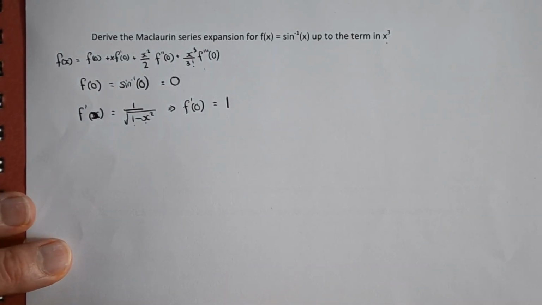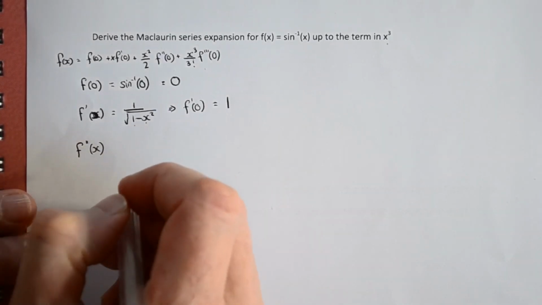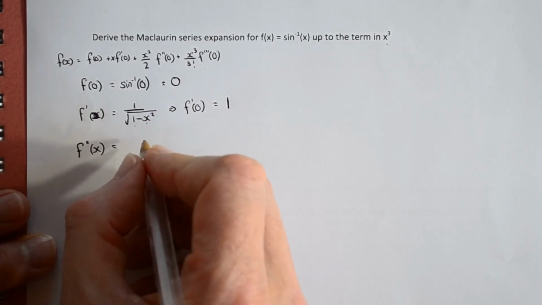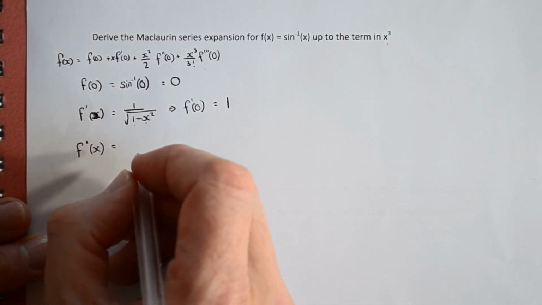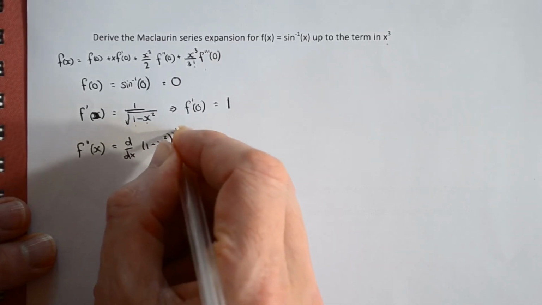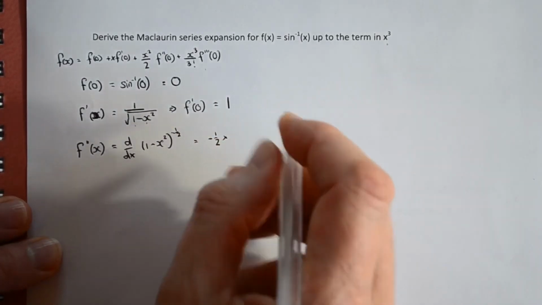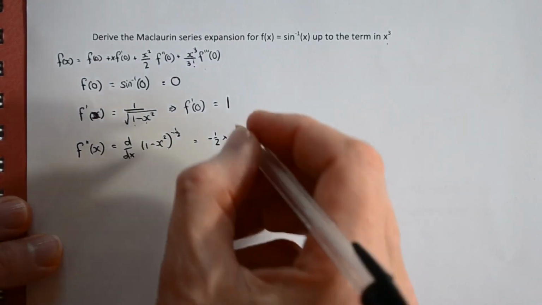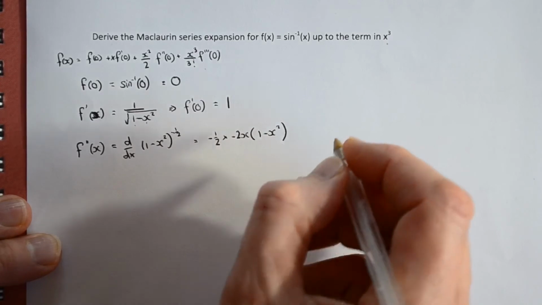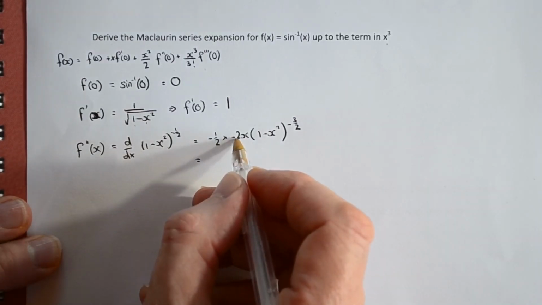So far so good. How about the second differential? So first of all, we'll find the second differential for x and then sub in 0. If we write this as 1 minus x squared to the power of minus a half, we can use the chain rule more easily on it. So we're finding the differential of this, and so we can multiply by the power, multiplied by the differential of the bracket, so times minus 2x. Then the bracket stays the same, and we reduce the power by 1.